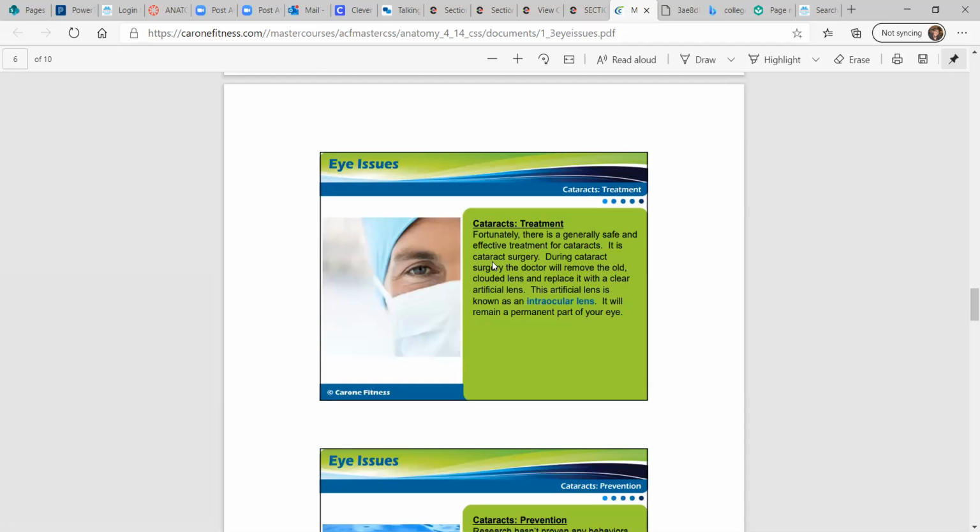But there is treatment for cataracts, fortunately. It's generally safe, pretty effective, and that is cataract surgery. The doctor will remove the old clouded lens and replace it with this artificial lens. And this artificial lens is known as an intraocular lens. And it will stay in your eye for the rest of your life.